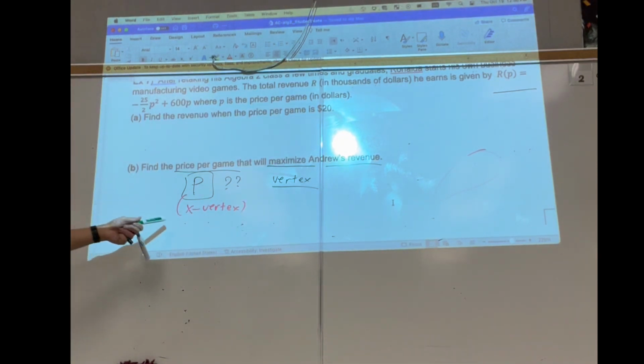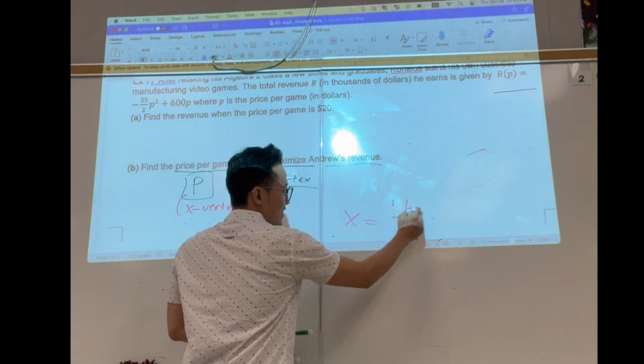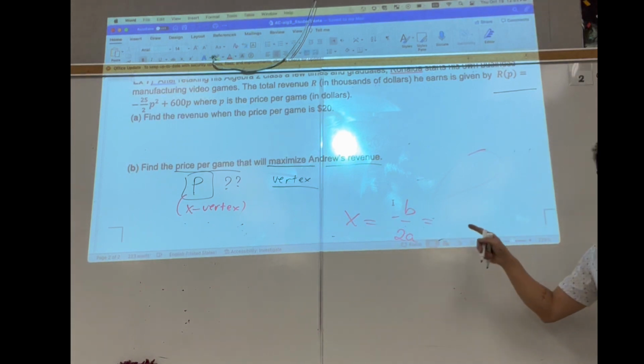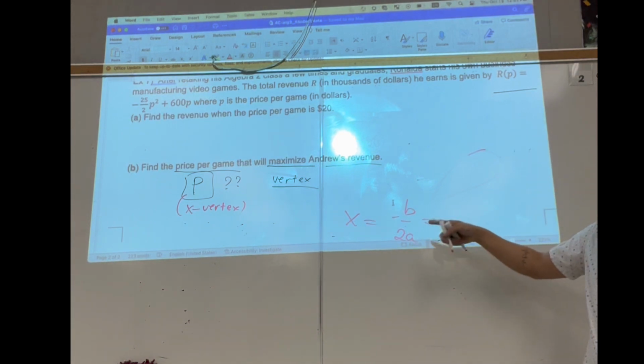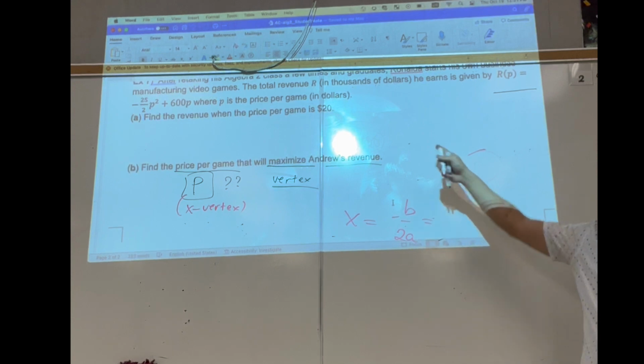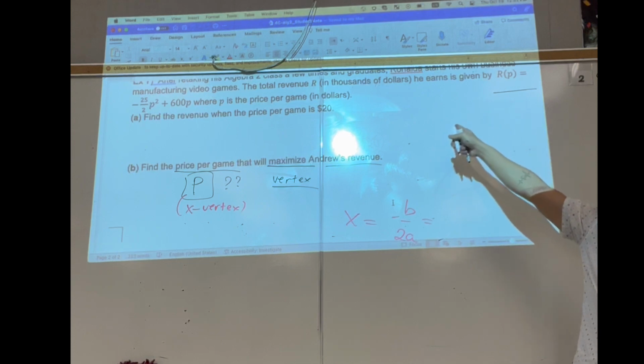So, did we already find this in part A? No? 7,000. This is another question, right? Okay, how do you find the x vertex? Did we already find that? No, that was for the last question, not this question. In this part A, you just plug in 20, right?